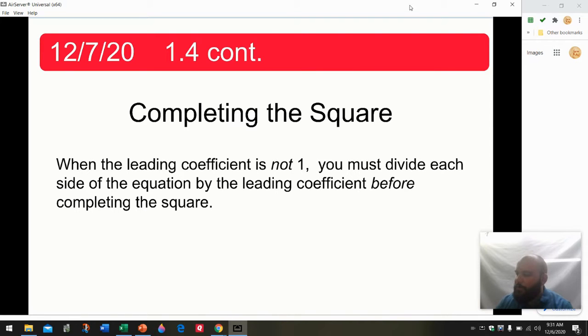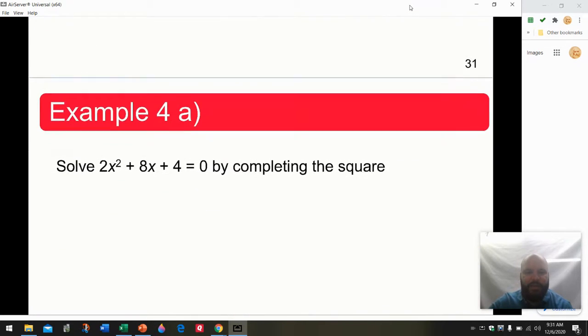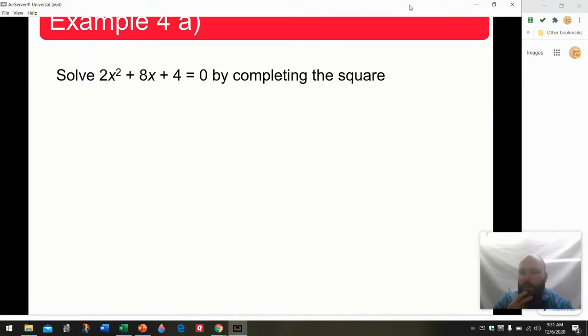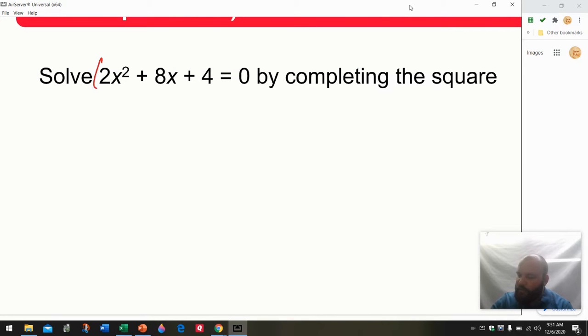So I held off on showing you how to do that until we got a couple of days of practice under our belt first. Now I'm going to show you how to deal with an equation that does not have a leading coefficient of 1. So here's how we're going to do it. You start out the same. You start out by grouping the first two terms together as you would normally do.